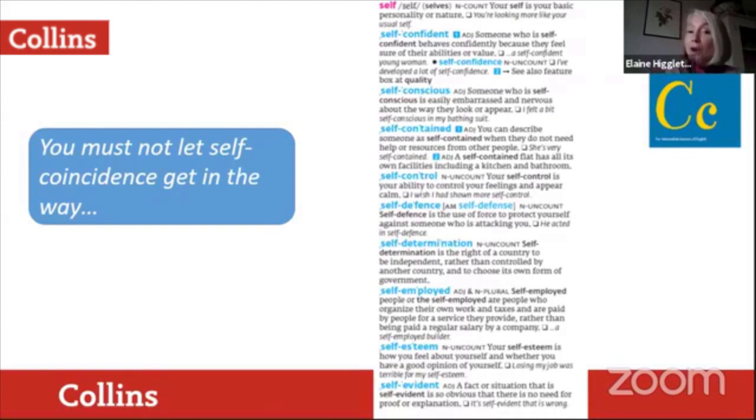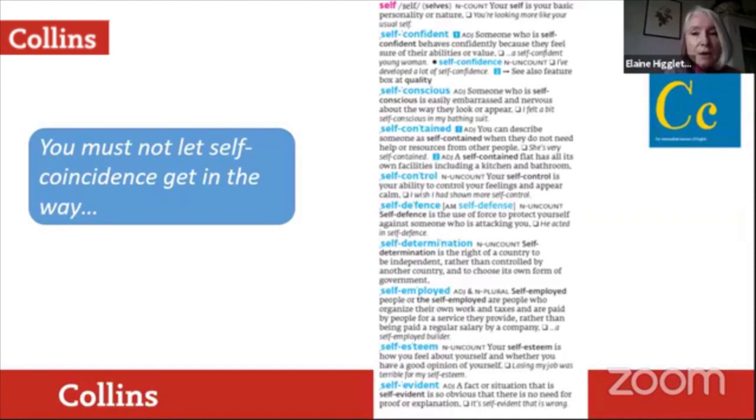And what will they spot if they look at all of these compound words starting with self? They will see that self-coincidence isn't there, but what will they spot if they look down? What do they see? They'll see self-confidence, and that should give them a hint that maybe that's the one they want, that perhaps they've got this a bit wrong. So what isn't in a dictionary is sometimes as valuable as what is in a dictionary, but you have to know how to use your dictionary, and you have to use a bit of metacognitive skill here.